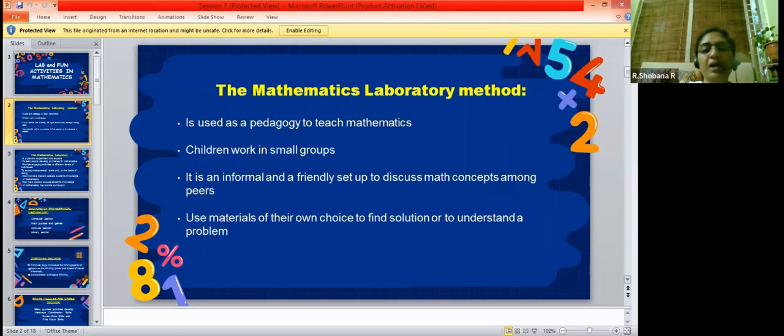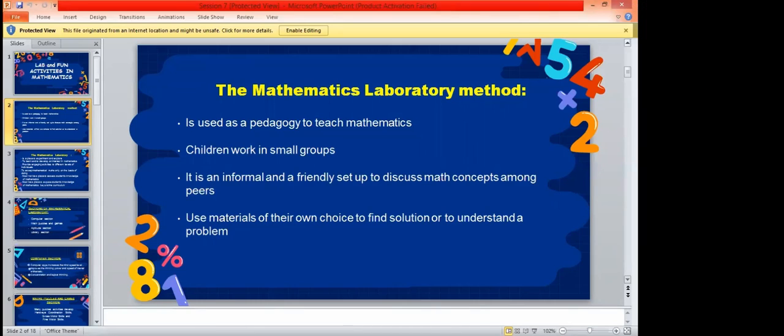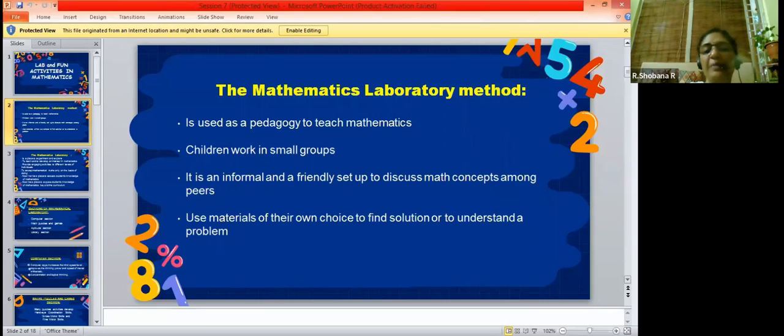Here children work in small groups. Of course, we have a math lab in our school where we have small tables around which a maximum of 4 or 5 students sit together. It is an informal and friendly setup to discuss math concepts among peers. We make 4 or 5 children sit together in a group and then give them an activity, and they will discuss the concept, what to do and how it is to be done among their peers, and then learn from each other. This is the most important part of the pedagogy through the mathematics laboratory method.